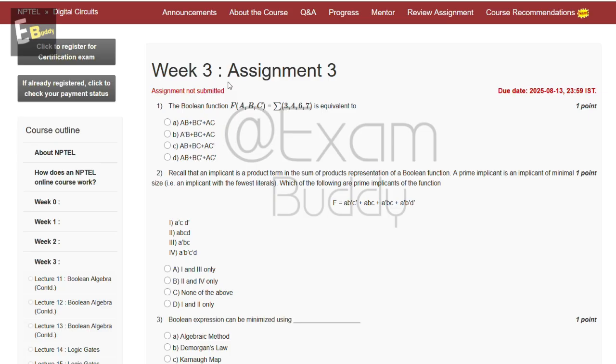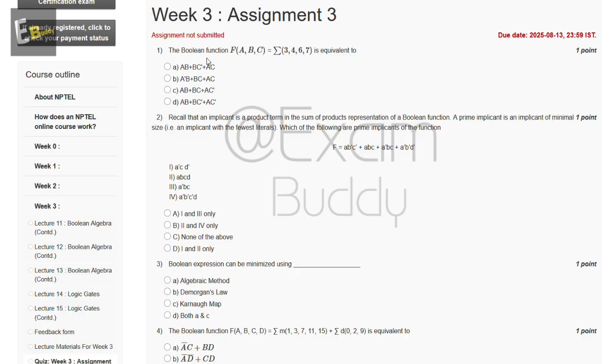Now, let's do our assignment, Digital Circuit Week 3, Assignment 3. So, the first question is the Boolean function f of a b c, summation of 3 4 6 7, is equivalent to. So, these are the options and the answer of the first question is D.